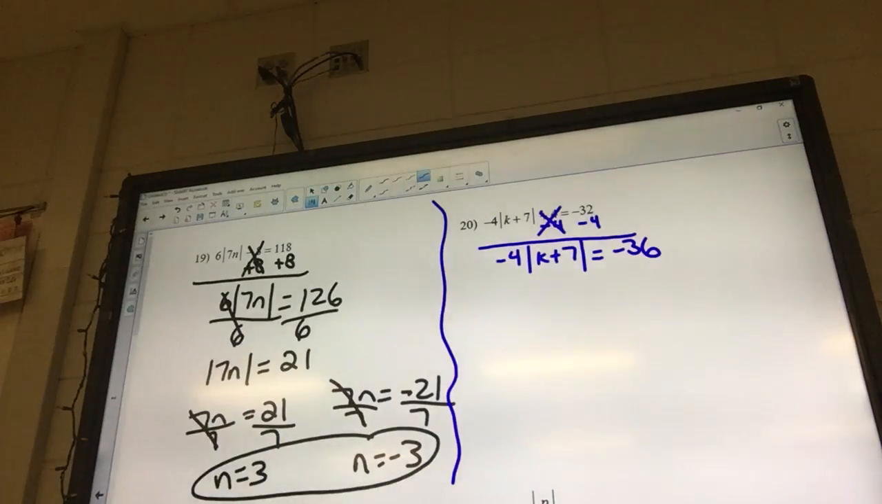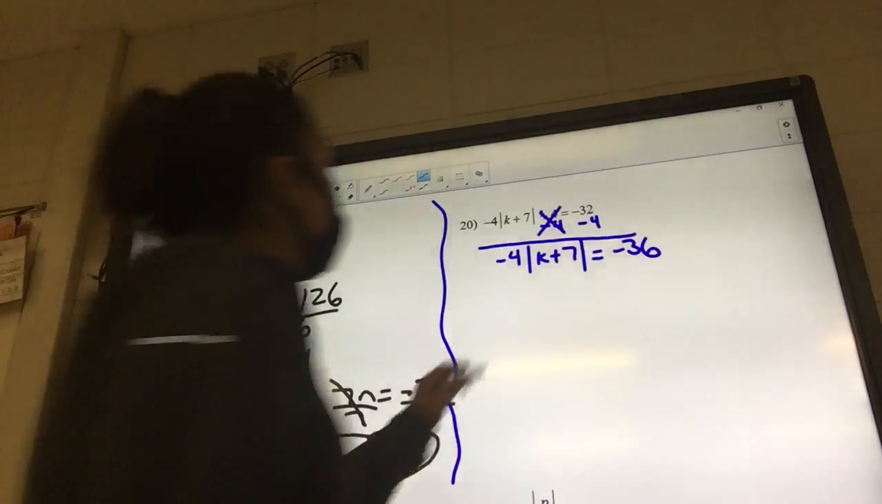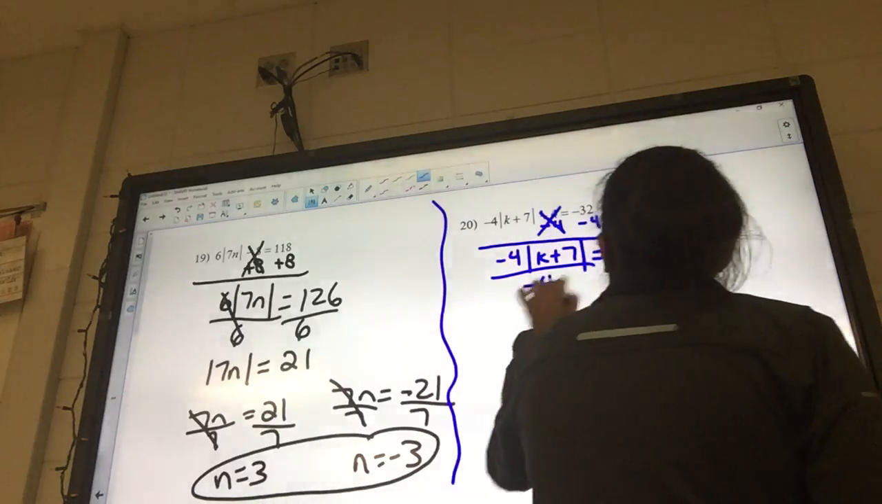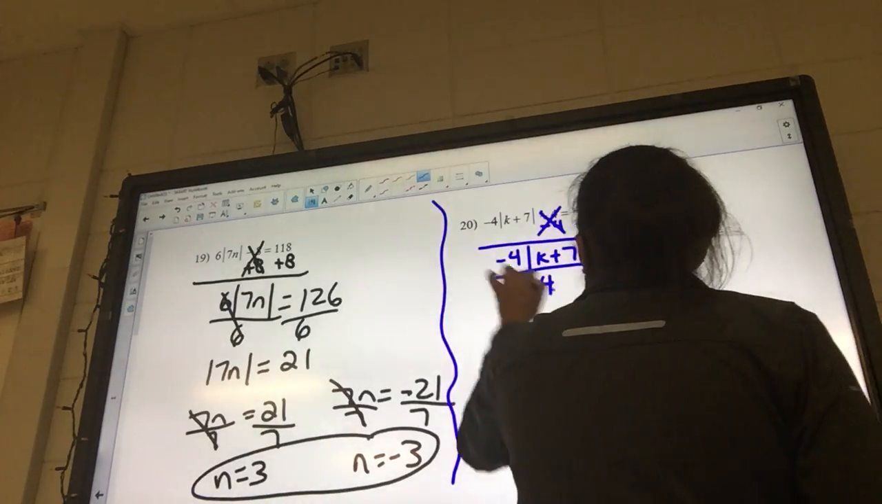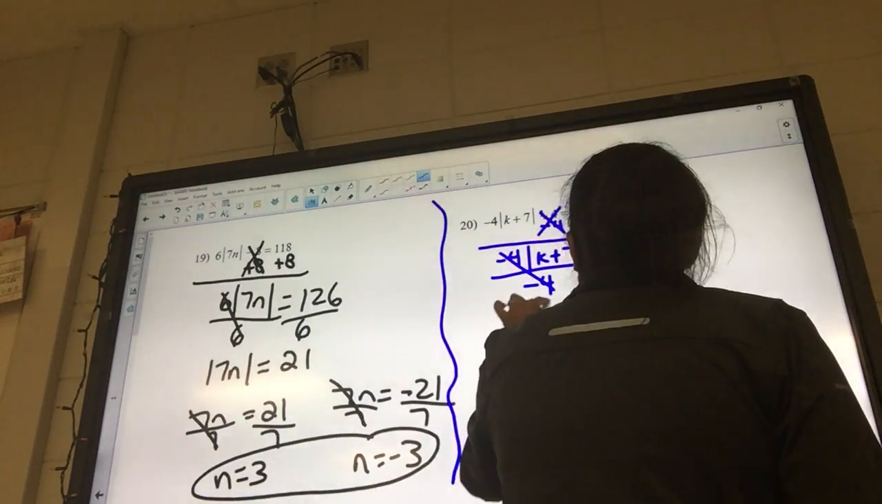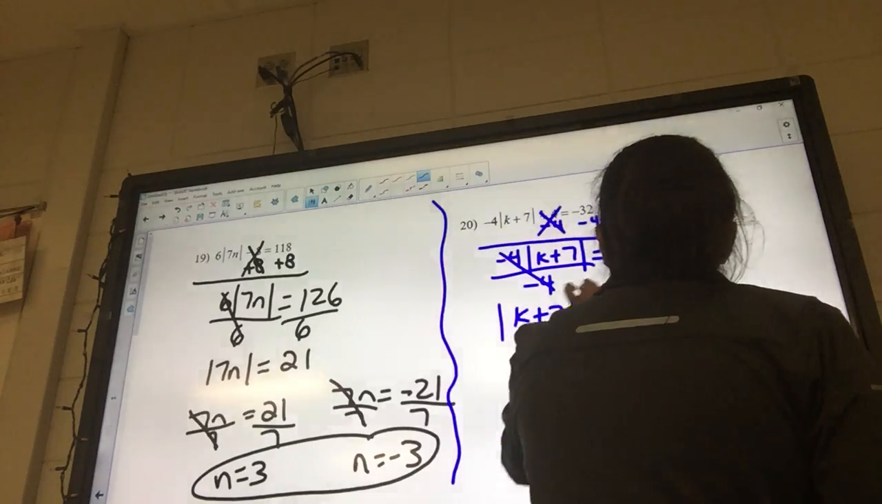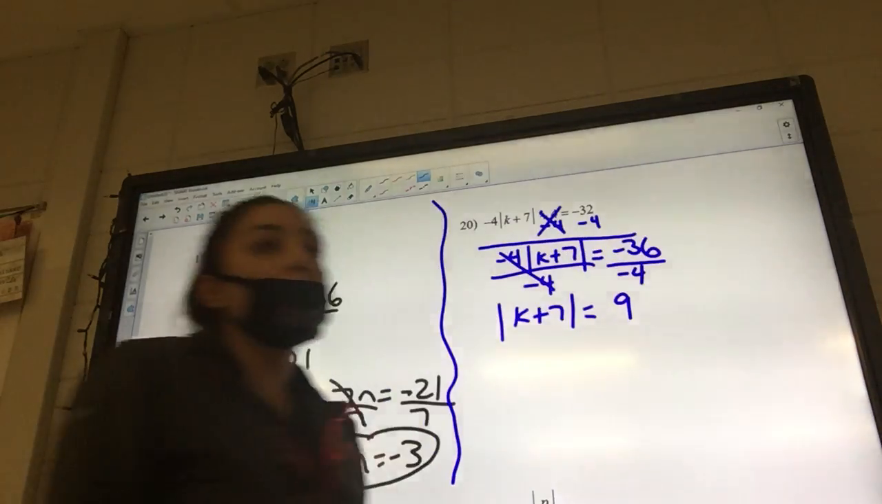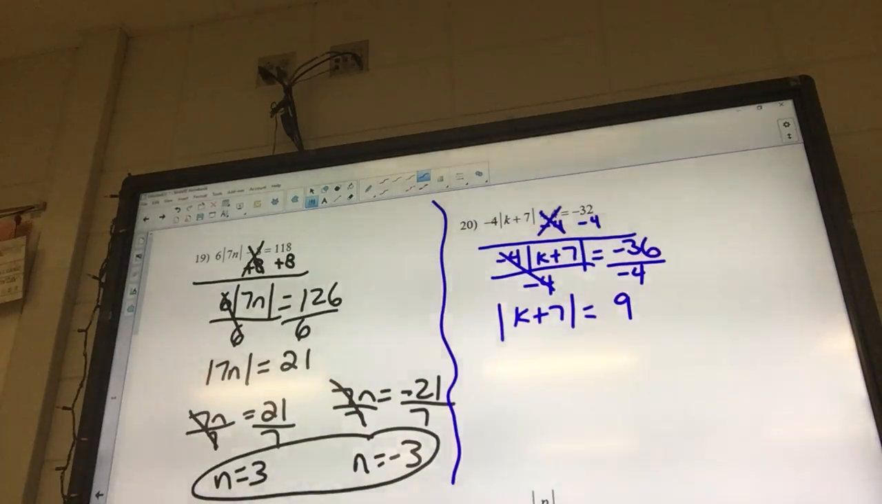Okay, same thing. I'm still trying to get that absolute value by itself. So what do I need to do next? Divide by negative 4. So I got k plus 7. It's going to be 9. Okay, is my absolute value all by itself? Yeah. So now what do I need to do?